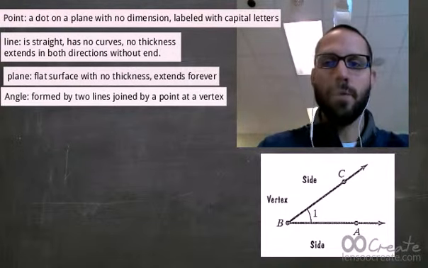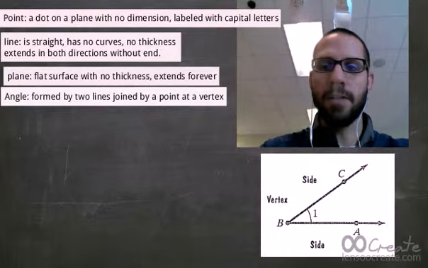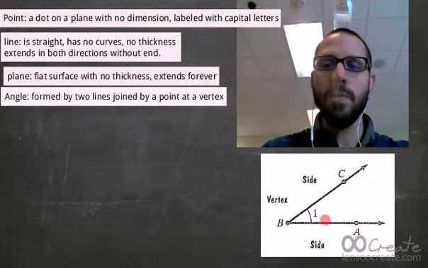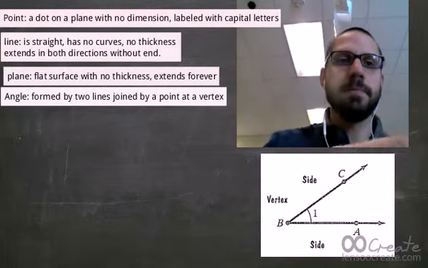Now we've got our picture. An angle is formed by two lines joined together at a point called a vertex. We can call this angle CBA, angle ABC, angle 1, or because there's just one angle, we could also call it angle B. This is the vertex, two sides of our angle.